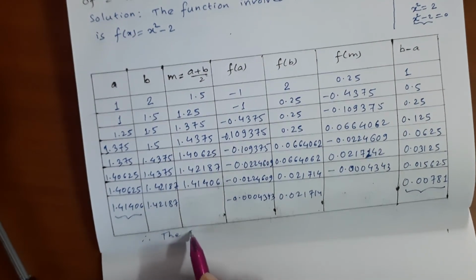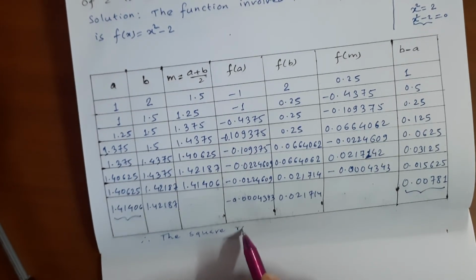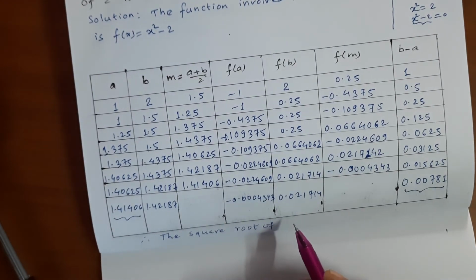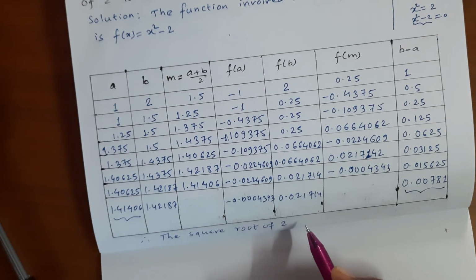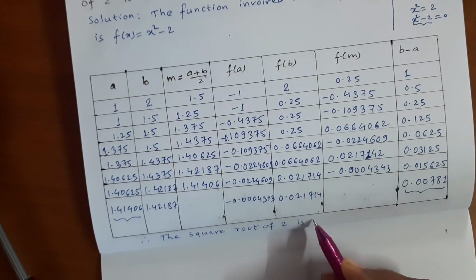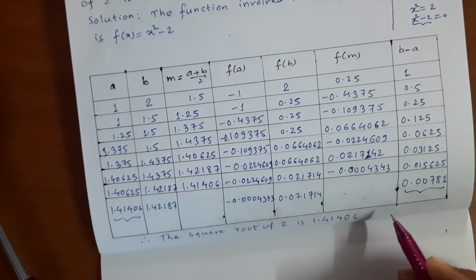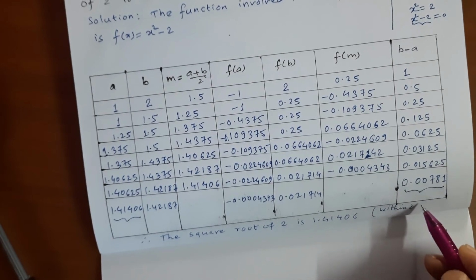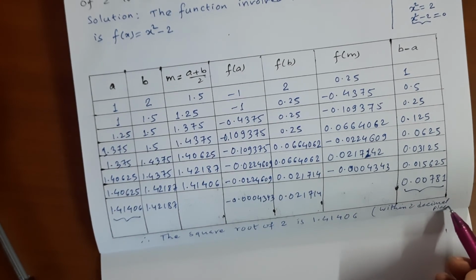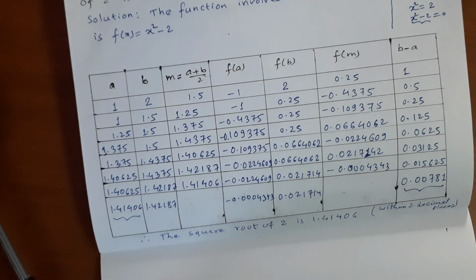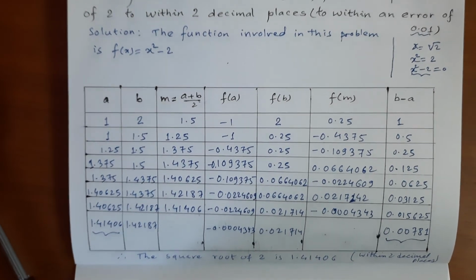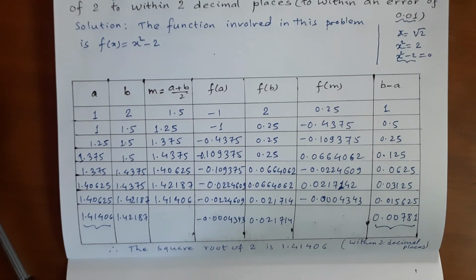Therefore the square root of 2 within 2 decimal places is 1.41406. Okay, in this way, using the bisection method, we can find the square root of 2. That means we can solve the nonlinear equation using the bisection method. Okay, so this process is a little bit lengthy but robust.